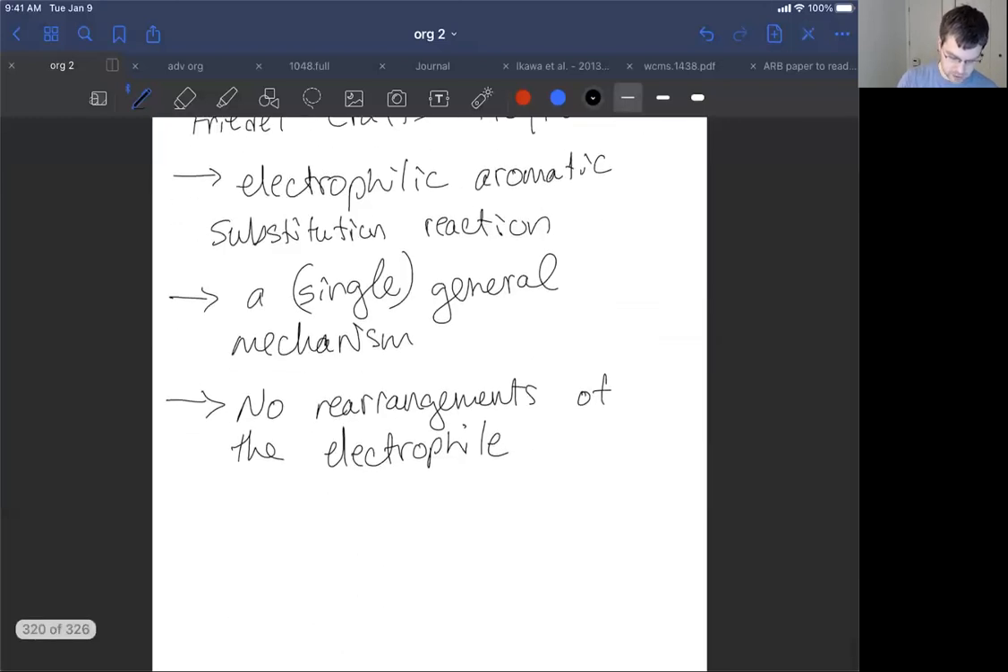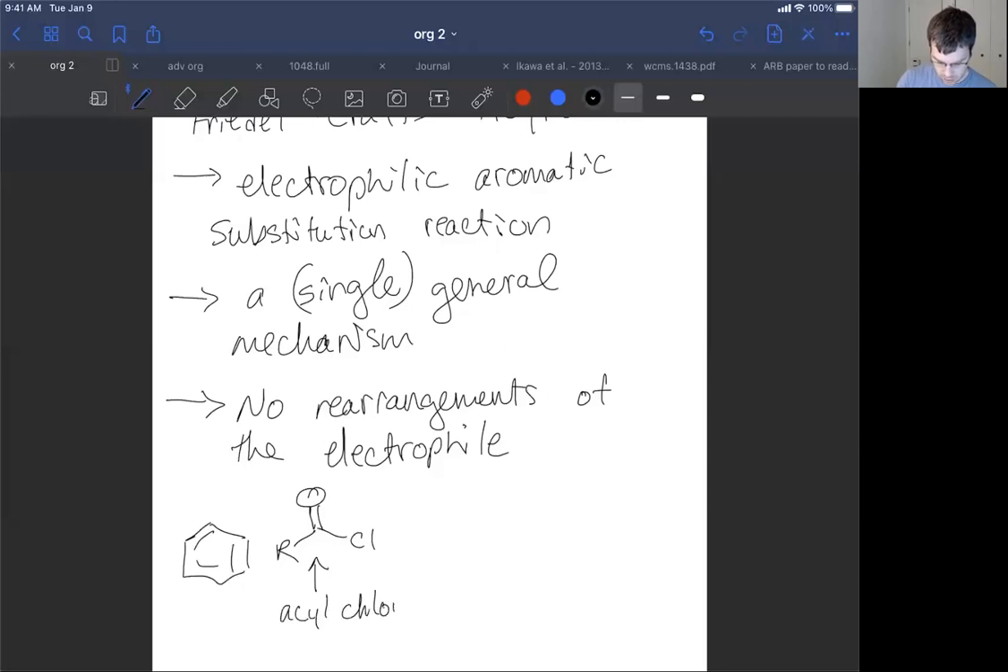Okay, so let's look at the reaction again. What we're doing in the Friedel-Crafts acylation reaction is reacting our arene, our benzene, with a molecule where the R group is attached to a carbonyl and then a Cl. This is called an acyl chloride or an acid chloride. The reason why we have that name will be clear during the last part of the semester. We'll talk about carboxylic acid derivatives and that sort of thing.